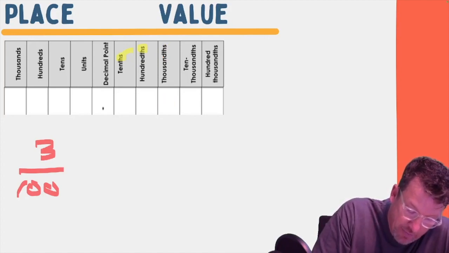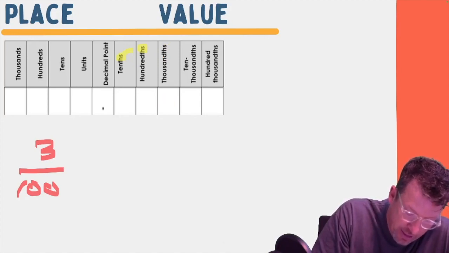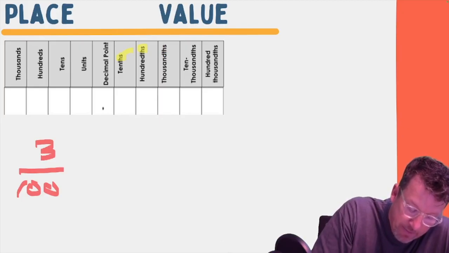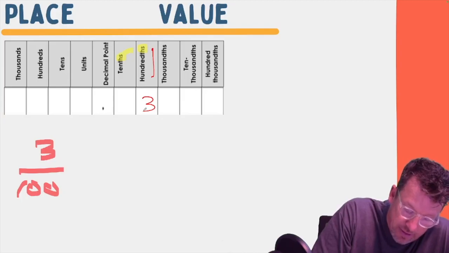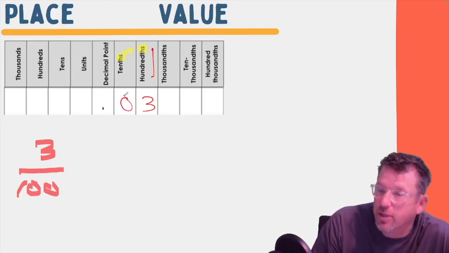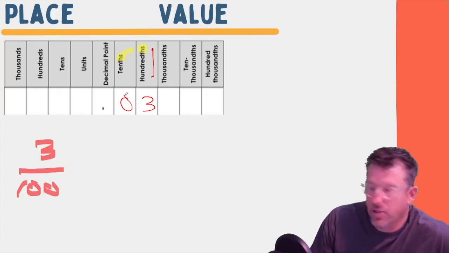I would say that it would represent 3 hundredths. So we'd look on a place value chart, and we'd say, I have 3, here's my hundredths, so I have 3 of those. And since there's nothing here, I have to fill it in with a 0. I don't have to do anything afterward, but that's kind of how a place value chart works, okay?